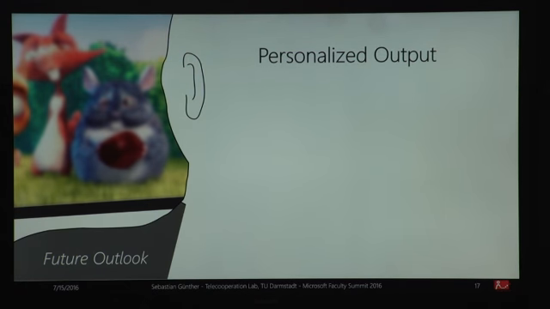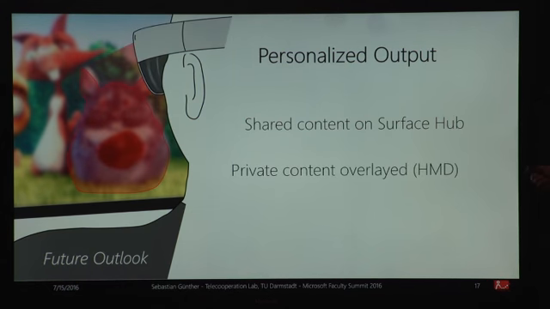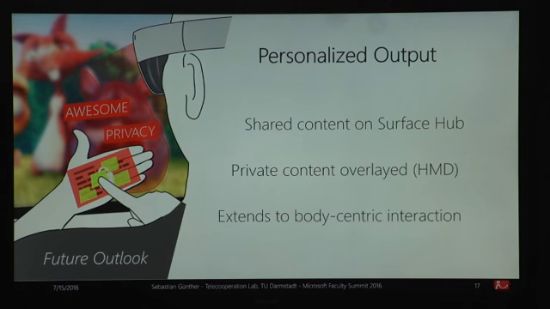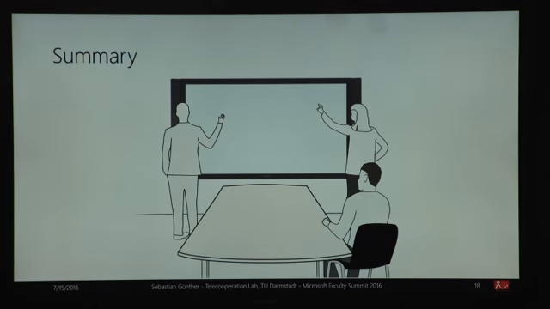So yeah, here's basically an overview again. So we have shared content like it is now. We can overlay private contents directly to the Surface Hub or in midair. We can have some labels. And also, as I mentioned before, we have done some work on body-centric interaction. So we have some other augmented reality glasses where we can project stuff on the hand, and also did some palm-based interaction, which we also want to integrate here. Yeah, so that's basically all, just a quick summary.